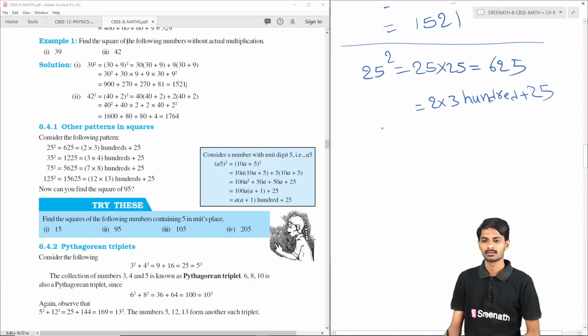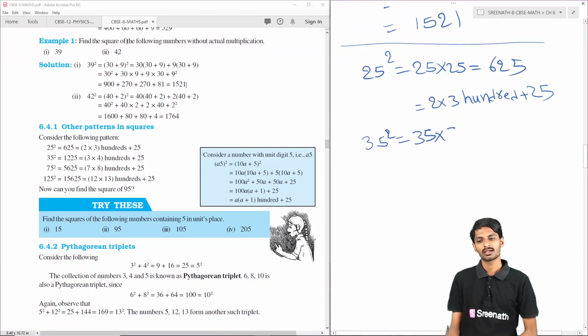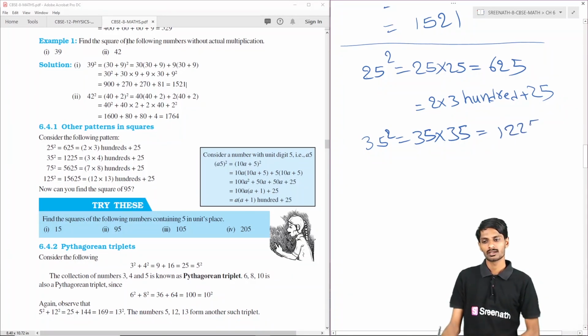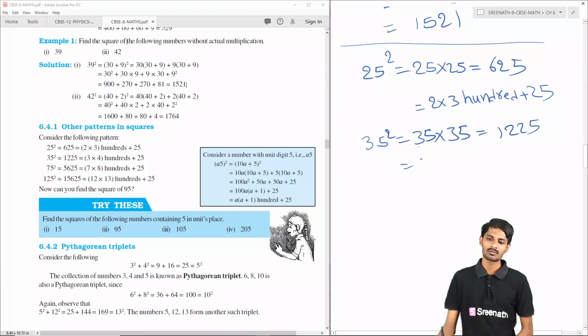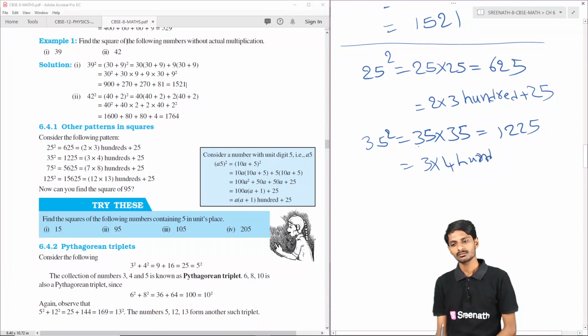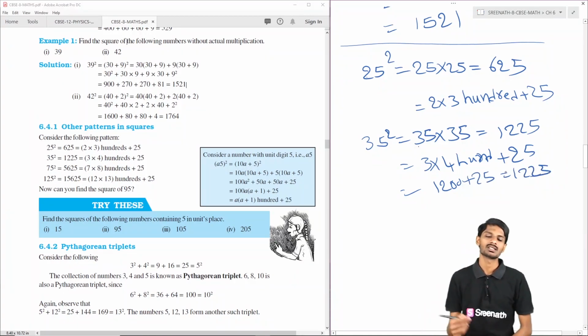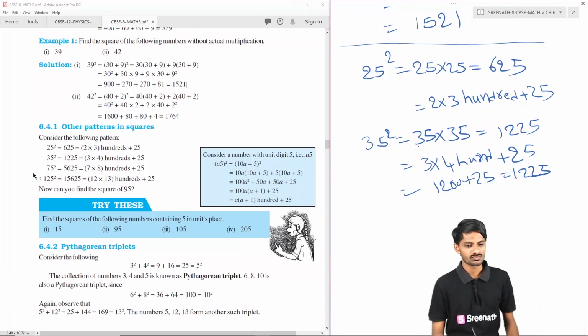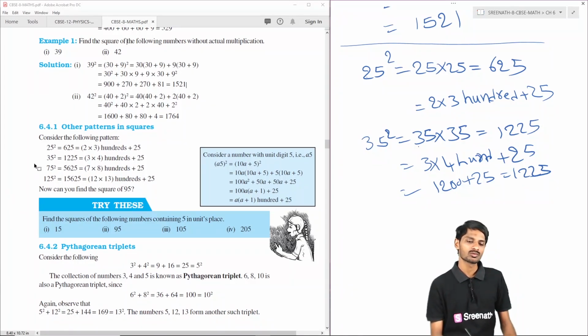And if there is 35 square, it is 35 into 35, and its value is 1225. And if you want to get it simply, there is 3 and the next number is 4, so 3 into 4 into 100, plus 25, so that is 1200 plus 25, 1225. That's it. Like this you can do for 75, 125, all these things.